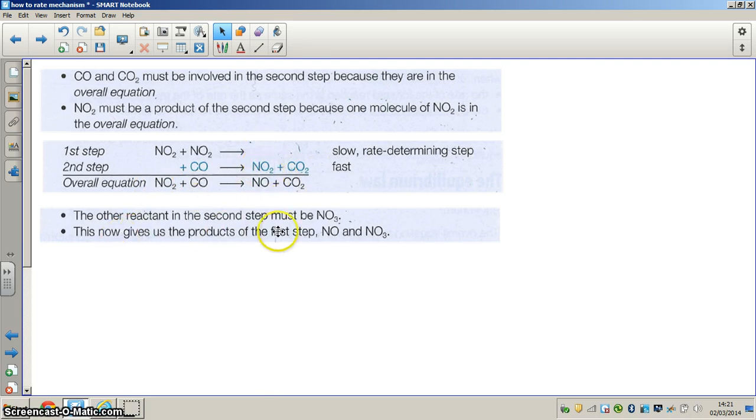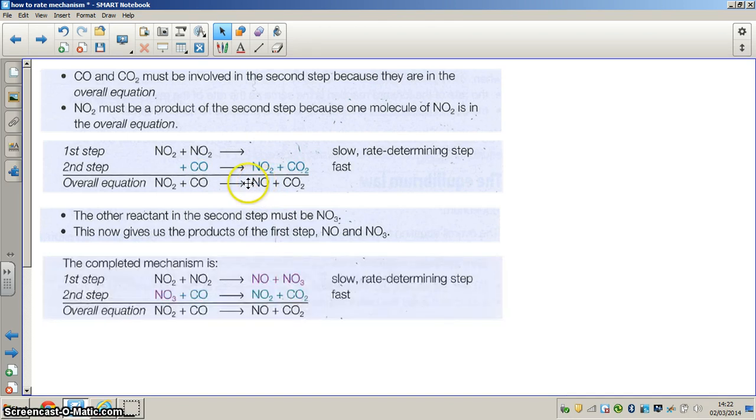So we know now the products of the first step. One of them must be NO and the other must be NO3. The NO3s will cancel out. One of the NO2s will cancel out, and the NO will fall into the overall equation. So let's add that. And there we go, the complete mechanism.